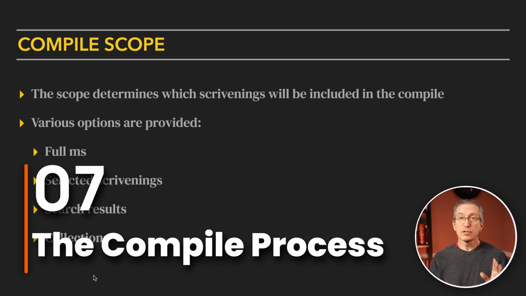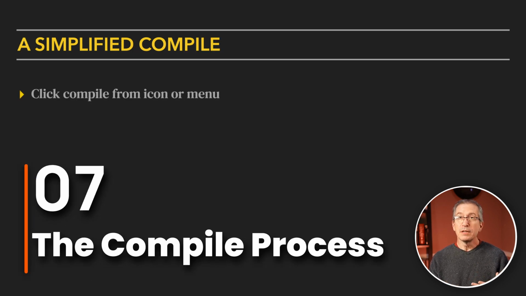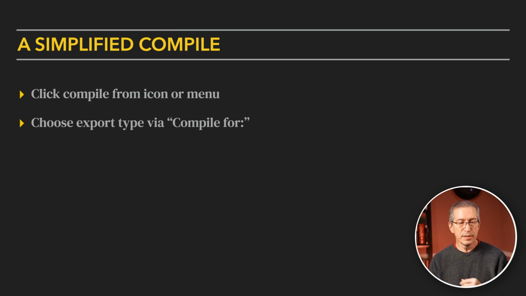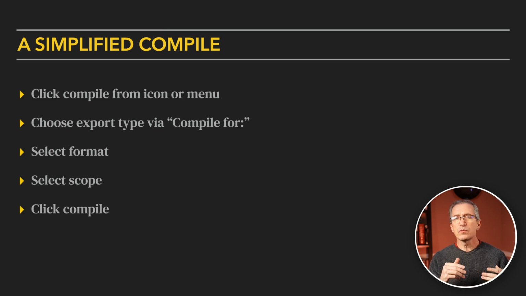And so we've covered that scope at this point, and now we've done a simple compile. The basic steps for those are click compile, bring it up from the menu or that little icon, then choose the export type, the compile for, the resulting file type, basically. Select your format, select your scope, and click compile. And so this is what it's going to look like when you've made all your changes. Once you've finally gotten things how you like it for beta readers, for turn-ins, for EPUBs that you upload to Amazon or Kobo or what have you, it becomes like this, a simplified compile.